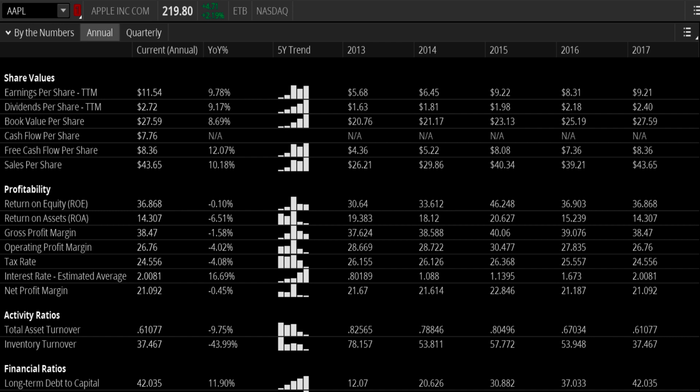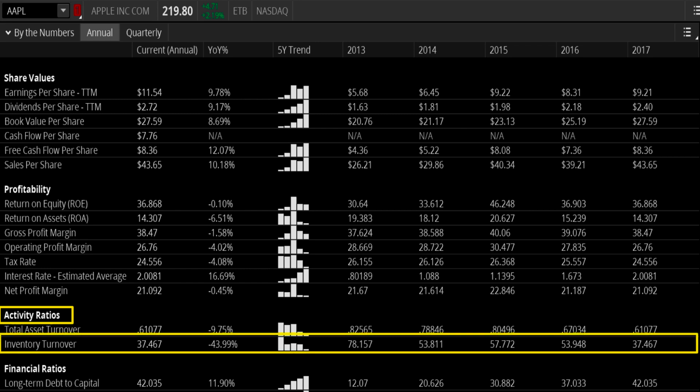Here's an example of some data that we can take a look at, again on Apple computers, where we can look at the activity ratios and their inventory turnover. We can see that they've got a 37.46 inventory turnover ratio, and again, that's down 43.99% year over year. Here we can see a steady downtrend in their inventory turnover ratio over the last 5 years.